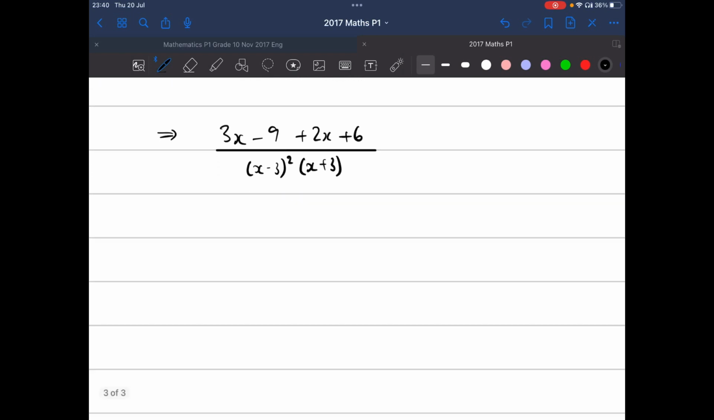Okay, and now we can again group like terms. So we have 3x plus 2x, so we'll have 5x, and then minus 9 plus 6 gives us minus 3. Okay, and then the bottom nothing changed, so we still have x minus 3 squared times x plus 3. Okay, and that is the final answer.